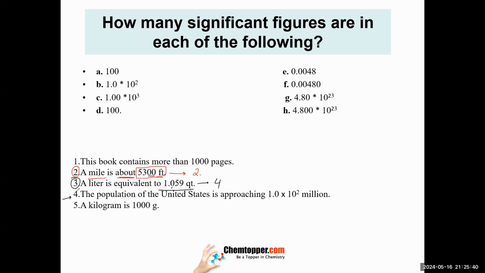Let's see this one. The population of the United States is approaching this value, approaching. So it's not an exact number. There is a decimal, so the trailing zero with decimal is counted. And how many sigfigs here? Only 2.